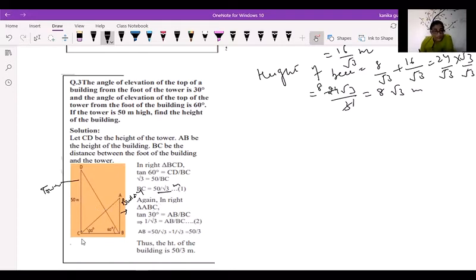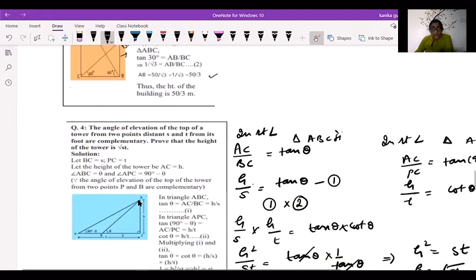Now again you have to use the triangle ABC. Now in this triangle, AB over BC, perpendicular over base, that is equal to tangent of 30 degrees, that is given to you, and you know that tangent 30 is 1 by under root 3, that is equal to AB over BC. Now the value of BC, that is equal to 50 over under root 3, we substitute it, then AB is equal to 50 over under root 3 multiplied by 1 by root 3, that is equal to 50 by 3 meter, that is the height of the building.